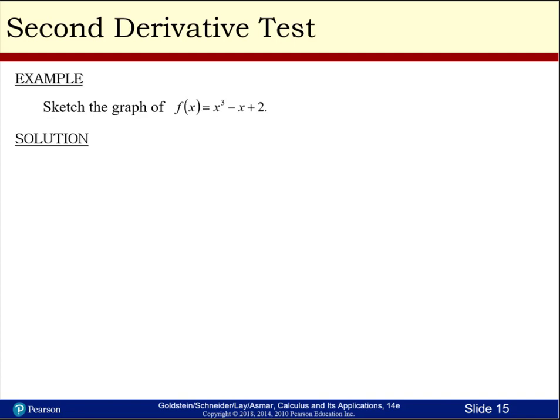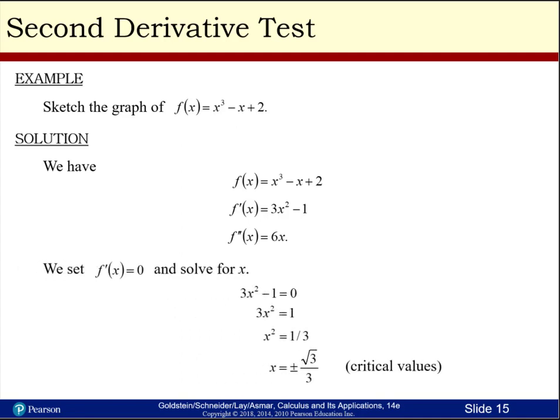So we're going to sketch the graph of f of x equals x cubed minus x plus 2. We need to find all of those different derivatives, the first and the second derivative, and we do that. Then we're going to find our critical points. In order to do that, we set the first derivative equal to 0, and we will find that our critical values are positive and negative square root of 3 over 3.